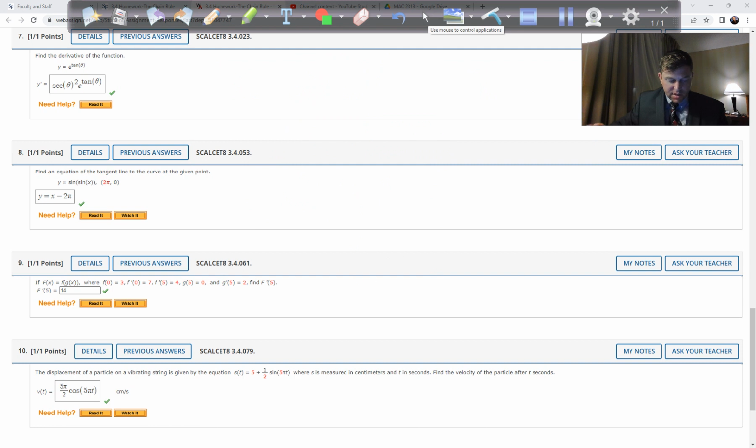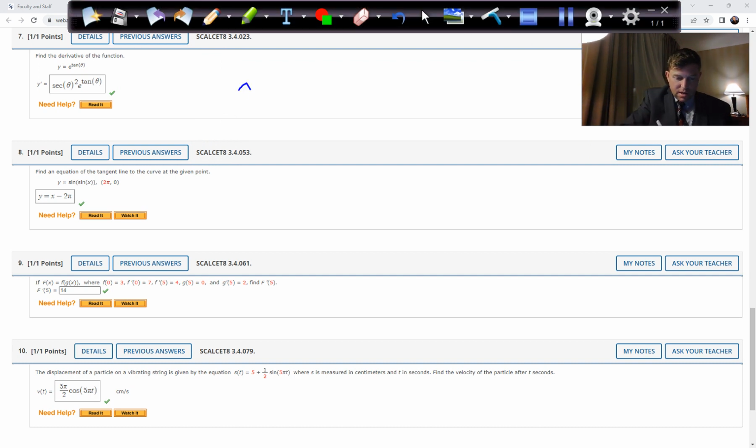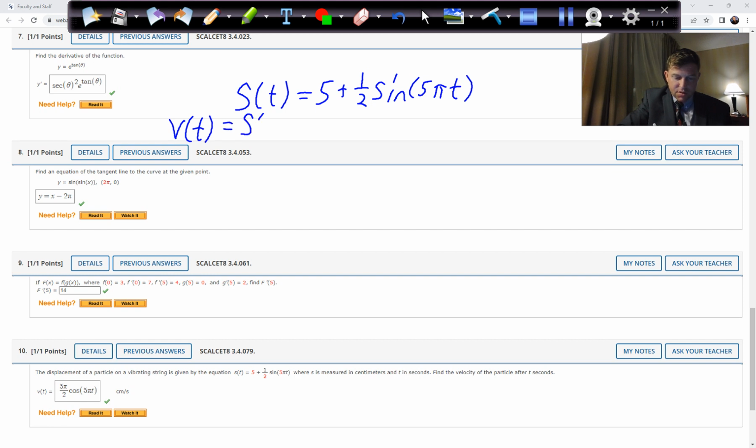Last problem in this section, we have position. A displacement of a particle on a vibrating string is given by the equation s of t is equal to 5 plus 1/2 sine of 5 pi t. They want the velocity of this particle. Well, the velocity of a particle is the derivative of its displacement. So we just have to find the derivative of this.